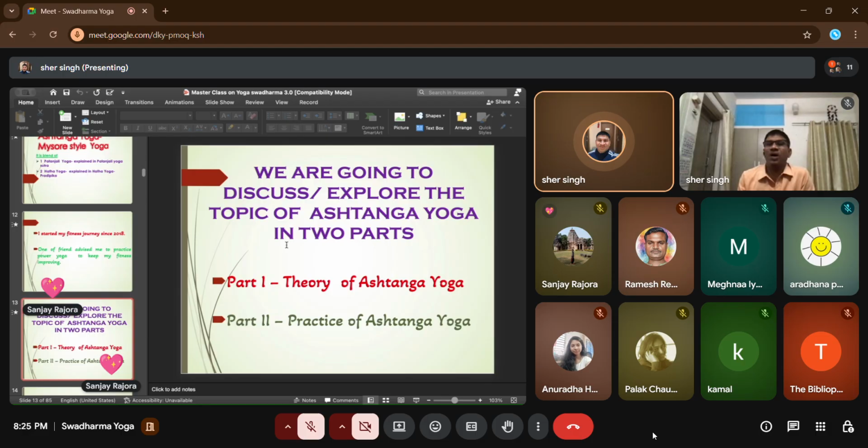So up to now we have discussed yoga. Now we are going to explore the Ashtanga yoga in particular. What is the Ashtanga yoga? This Mysore style, how did this Mysore style yoga come up? How did it come into existence, how did it flourish, how did the concept come, and how is it nowadays practiced by people all around the world? First we will read about the theory and then we will come to the practice.